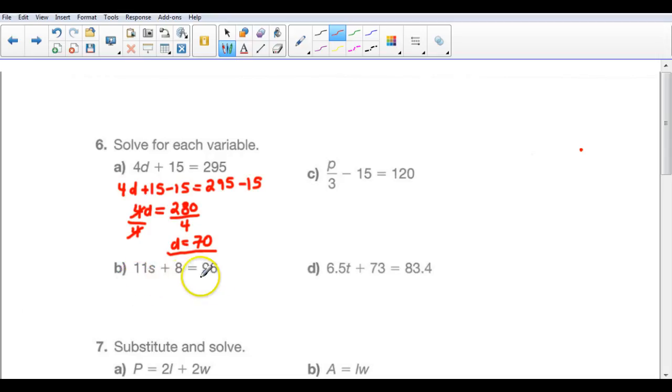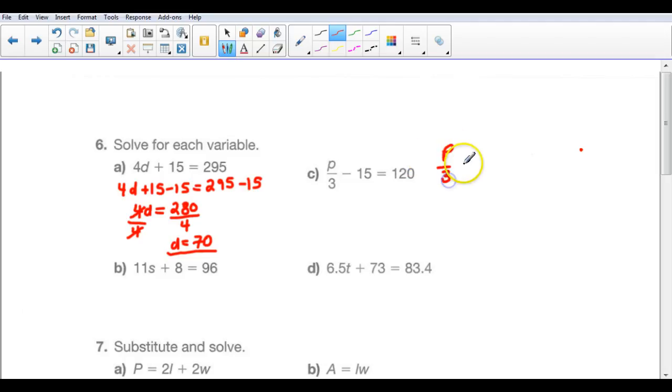Okay, do the same thing with the next one. I'll do C here. P divided by 3, subtract 15 equals 120. So I need to solve for P. How do I do that? Well, the first thing I need to do is get my variable, again, on one side of the equal sign all by itself, which means I have to get rid of the 15. How do I get rid of the 15? Well, if I have negative 15 or minus 15, if I add 15 to this side, I get a 0. Okay, so let's try that.